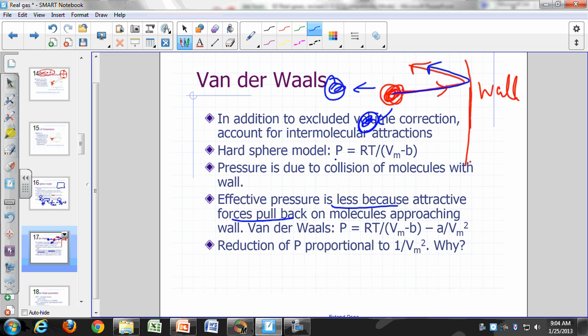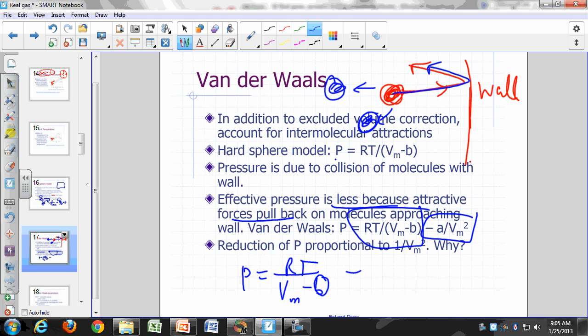Okay, so you introduce another correction then. Because of attractions, you can say the effective pressure will be less. So you subtract from your total pressure right here. So here's your hard sphere expression for pressure, RT over molar volume minus B. Okay, that's your hard sphere. This accounts for repulsion, this B right here. Now to account for attractions, you subtract a correction you made to lower the effective pressure.